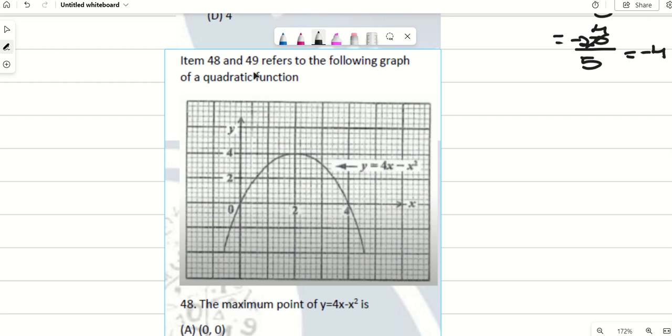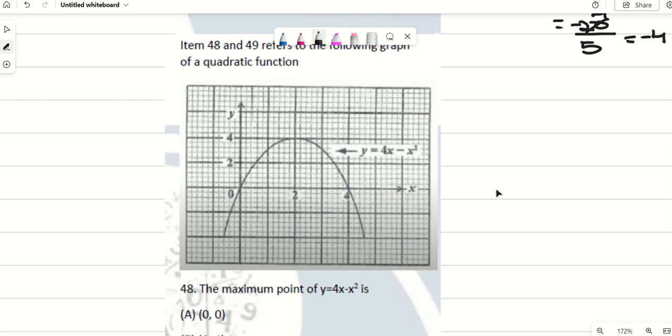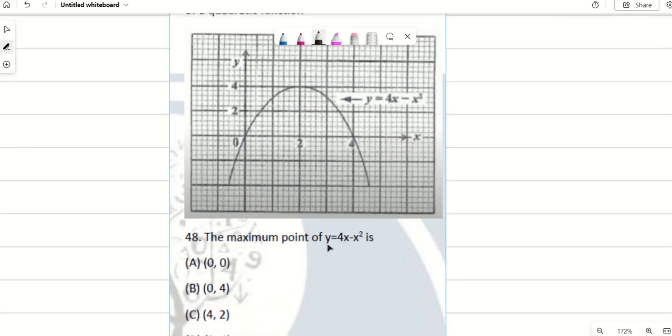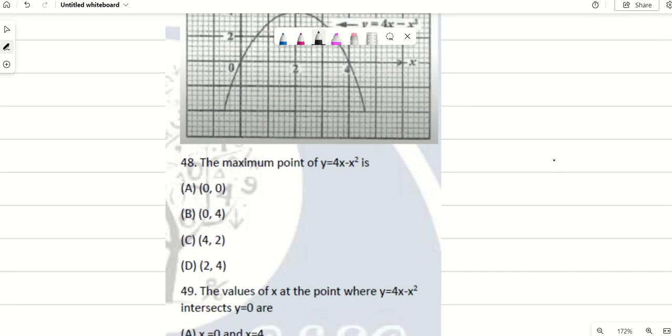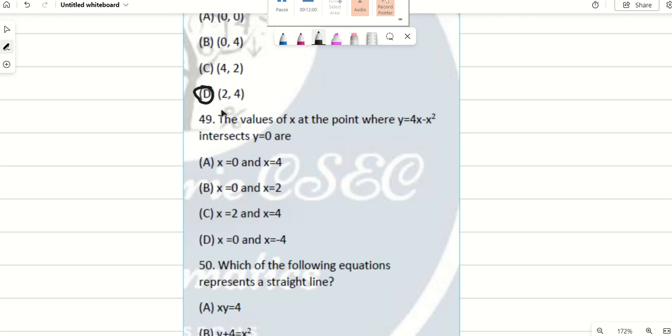Items 48 and 49 refer to the following graph of a quadratic function. The maximum point of y equals 4x minus x squared is this point right here, where the curve meets its highest. That is x is 2 and y is 4. So my maximum point is going to be (2, 4).